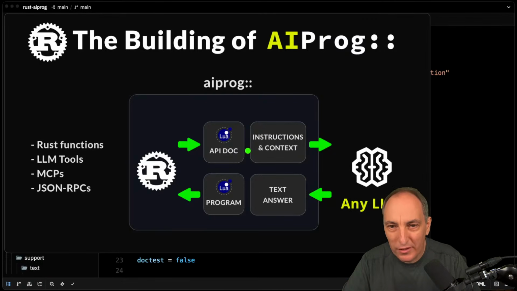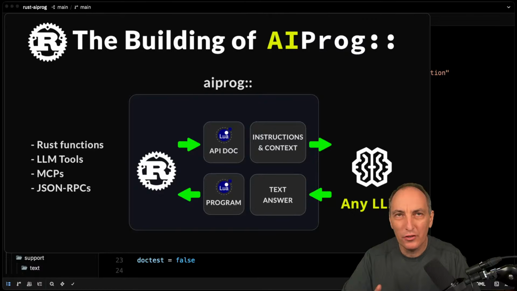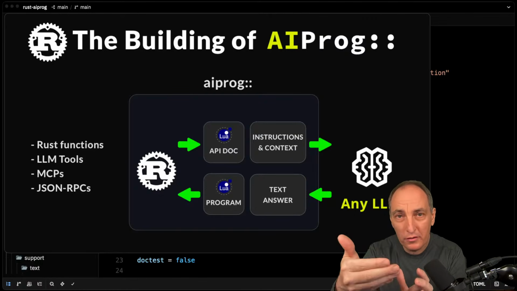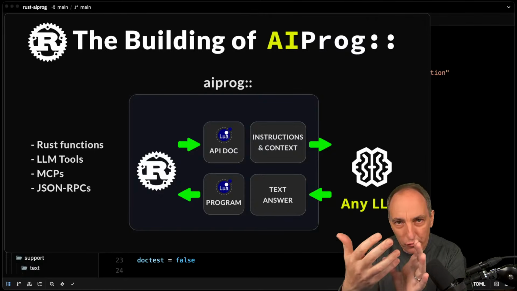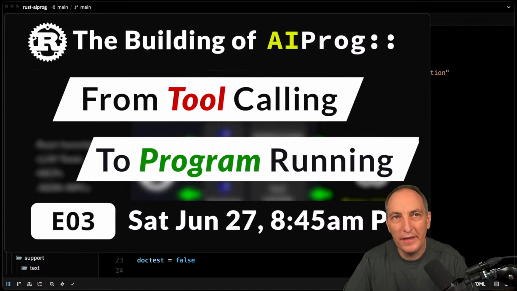So that is what we're building here: the AIProg, a crate which allows us to send instructions to AI, to run Lua programs, and to register our own custom Rust functions to be callable from Lua. This way, we can tell the AI to write programs rather than doing function calling. So at the high level, we are going from tool calling to program running.